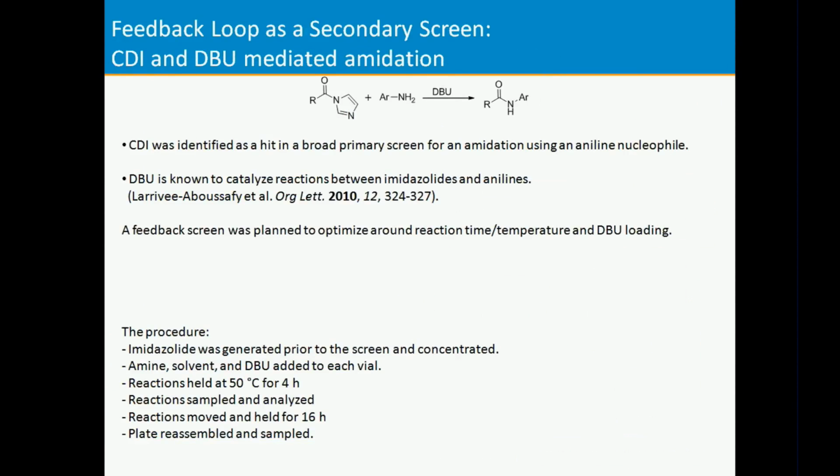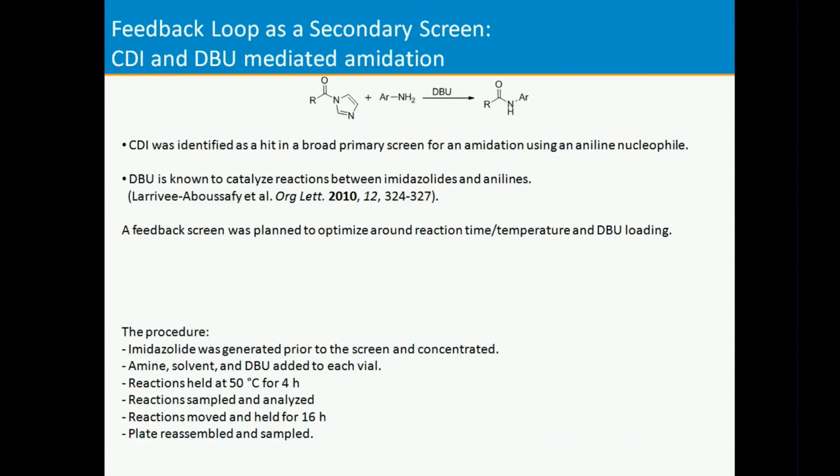In this case, the imidazolide was generated prior to the screen and concentrated into the vials. The automated system was used to add the amine, solvent, and the DBU to each vial. The reactions were held at 50 degrees for 4 hours, sampled and analyzed, and the vials were treated at that point according to the logic. And then they were moved appropriately and held for 16 hours. At that point, the plates were reassembled and sampled a second time.